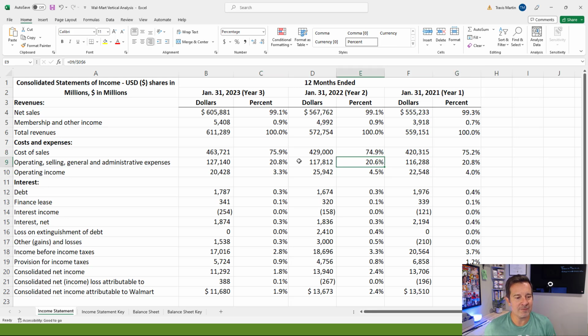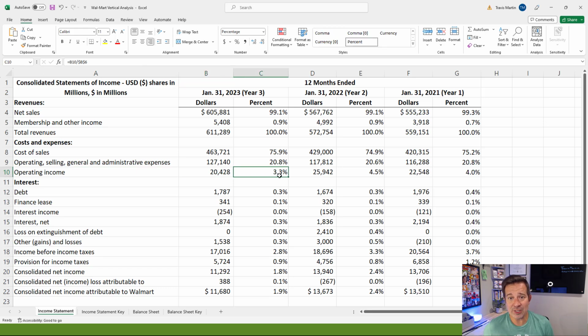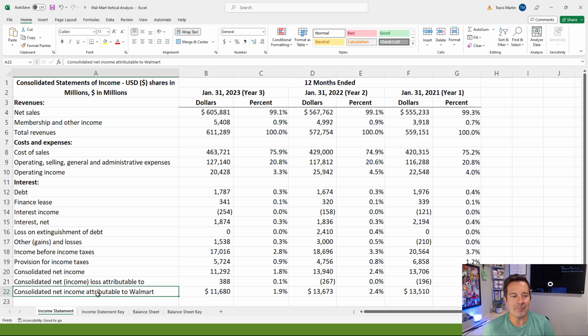About 20 cents of every dollar goes to operating, selling, general, administrative expenses. So that right there, we're talking about 95, 96 cents of every dollar going to those two expense groups. You have operating income, which is basically our revenue minus cost of goods sold, and selling, general, administrative expenses. That's our operating income. You can see about 3 pennies of every dollar of sales is operating income. And then we take out our interest, we take out taxes, we take out all the other stuff. We get down here to the bottom, net income.